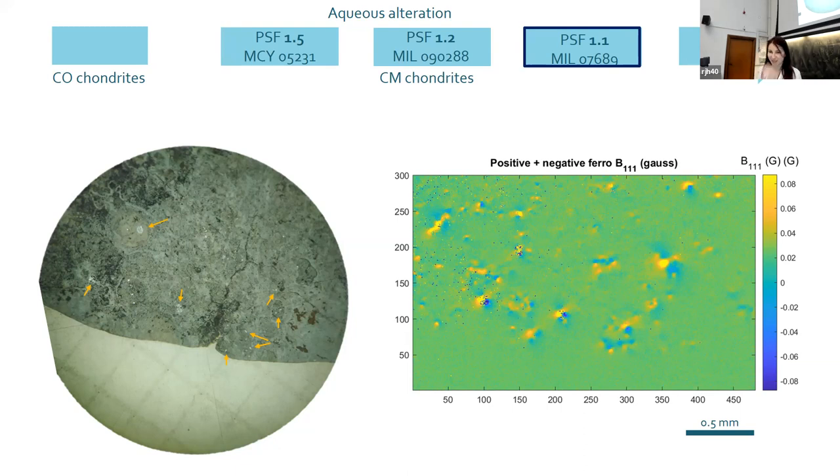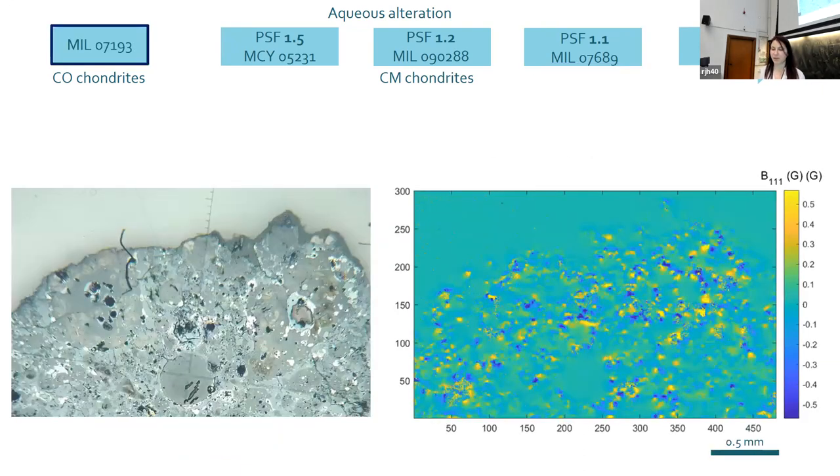But just before going into what I think is happening, I just wanted to show what the CO chondrites look like as well. Immediately we can see they look quite different. They're a lot more detailed. They're a lot stronger as well.